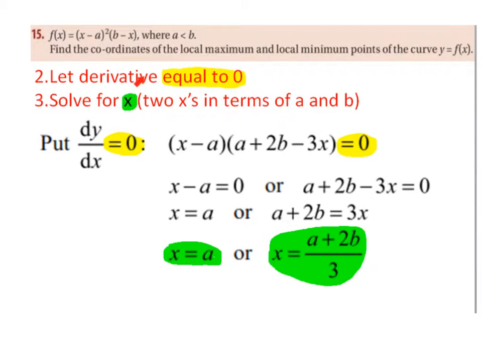Step 2, we let the derivative equal to 0. So put dy/dx equal to 0, so (x minus a) times (a plus 2b minus 3x) is equal to 0. Step 3, we solve for x. There should be 2 x's and they should be in terms of a and b. So x minus a, we bring down and let it equal to 0, so x is equal to a. And then a plus 2b minus 3x, we let equal to 0. And then we solve for x, so the minus 3x comes over the equal sign, becomes positive 3x. And then we divide both sides by 3 to get the x on its own, so we get x equals (a plus 2b) all over 3.